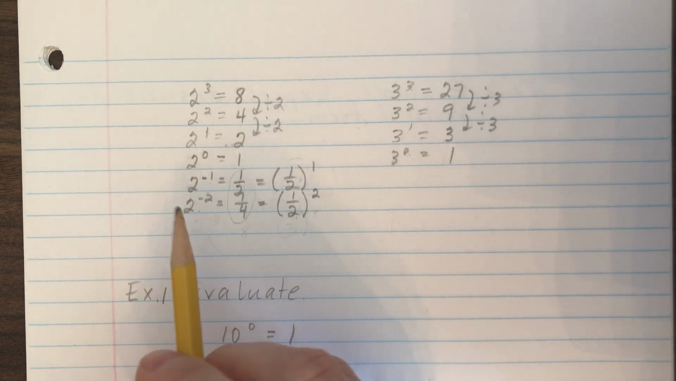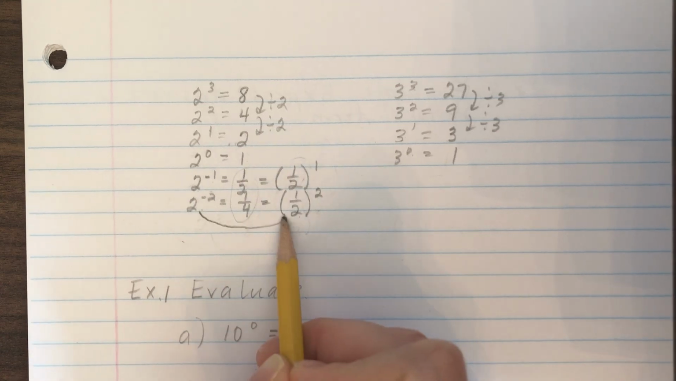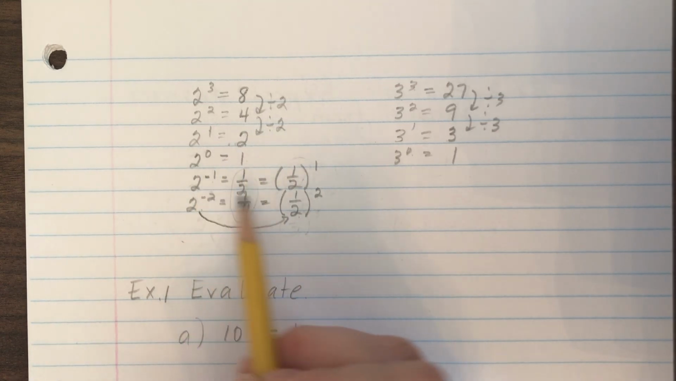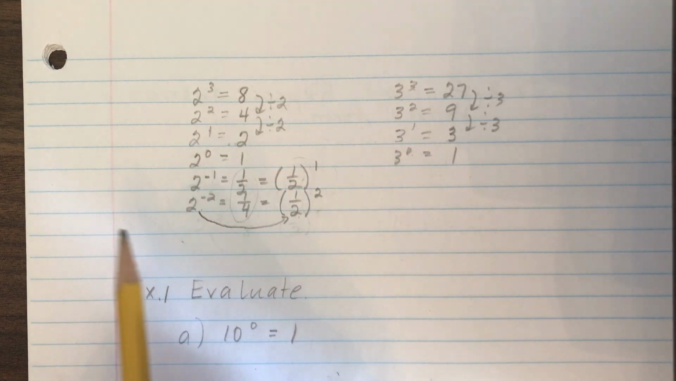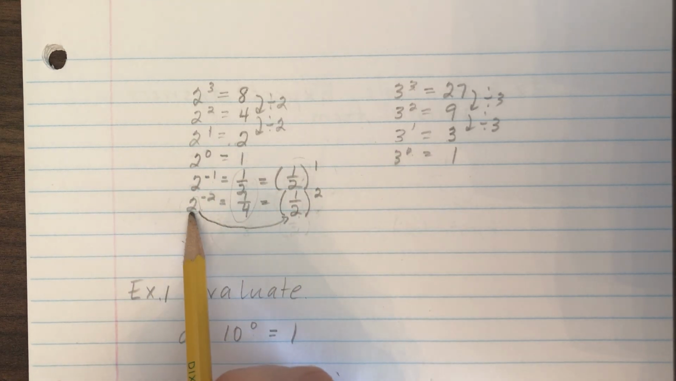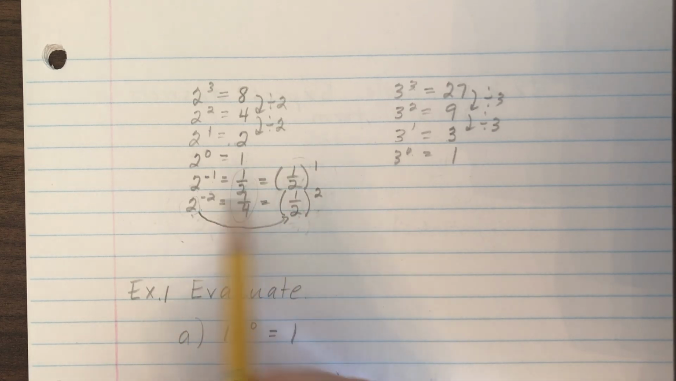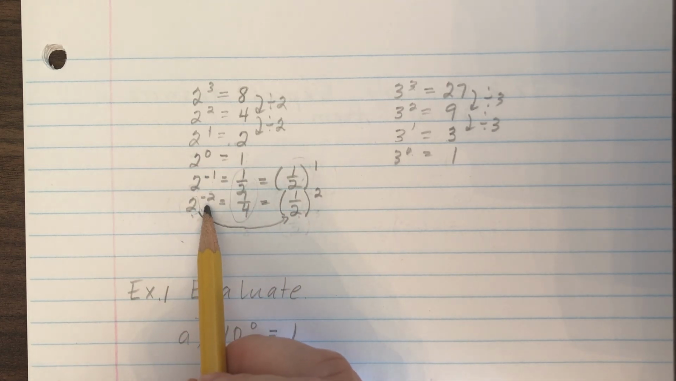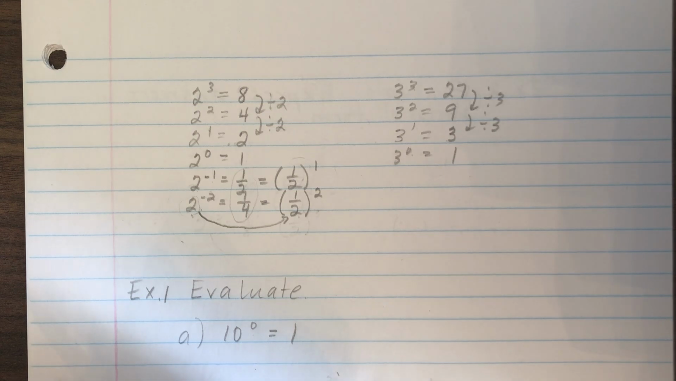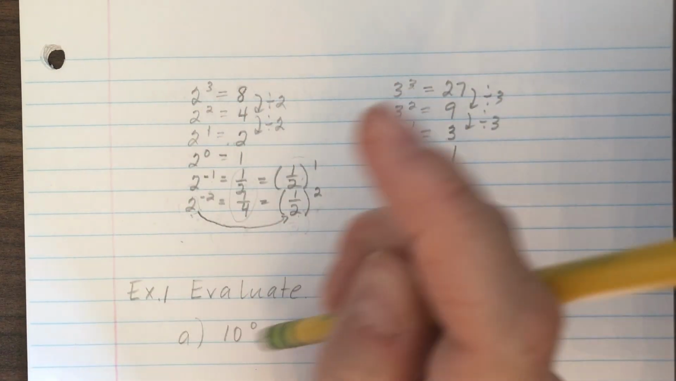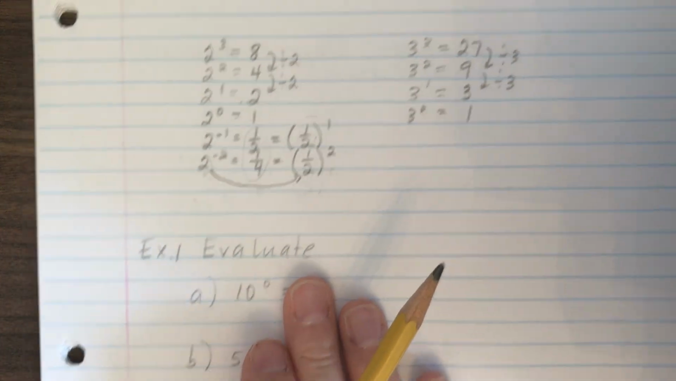Now, if you notice, to go from powers with negative exponents to powers with positive exponents, all you have to do is take the reciprocal of the base. So in this case, the base of 2. The reciprocal of 2 is 1/2. And then you change the exponent from a negative to a positive. Okay? So let's take a look at this question here.